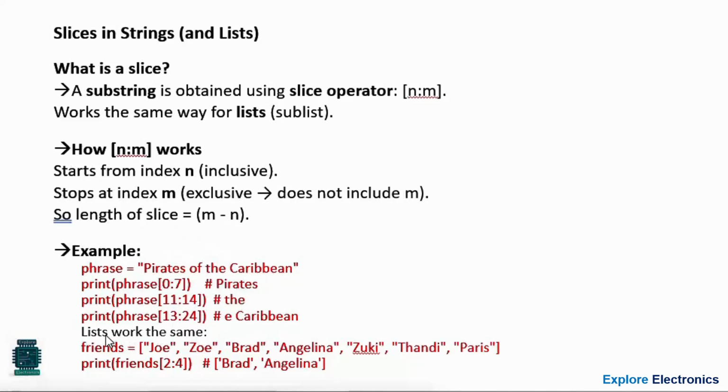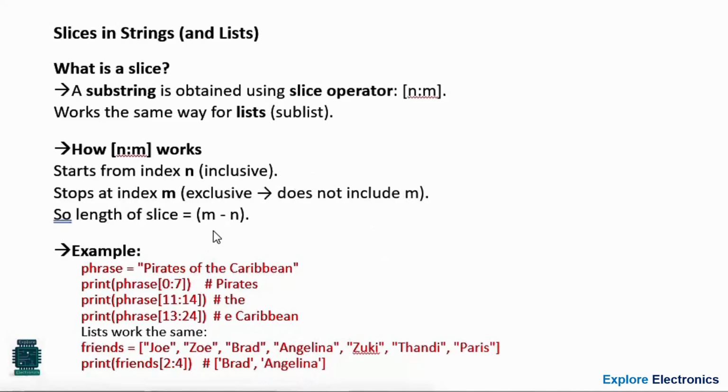Count that as well. Here lists work the same. Lists also work the same as this example. Let us see, friends is equal to Zozo, Brad, Angelina, Zuki, Thandi and Paris. And if I want to access a particular item, I can easily access that. Let us see, print friends of 2 colon 4. Here 0, 1, 2. 2 means Brad. 4 means before 4 I have to get, that is till 3. Brad and Angelina I will get in the output.